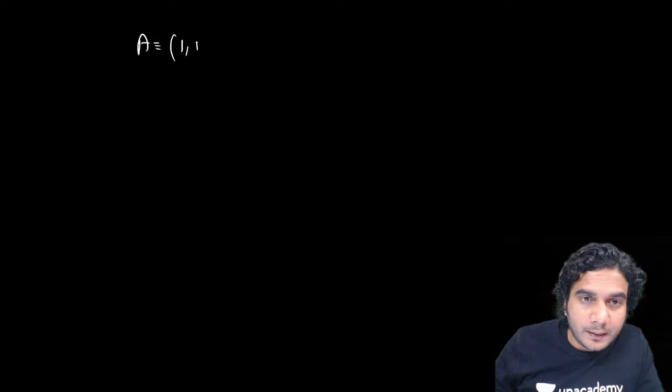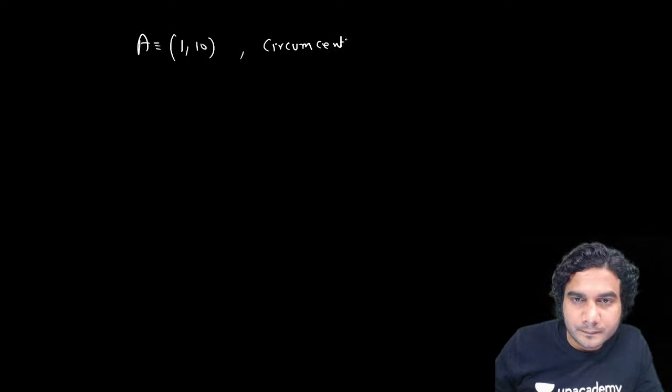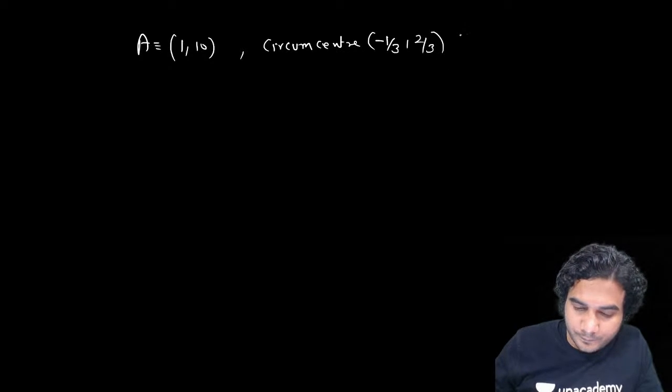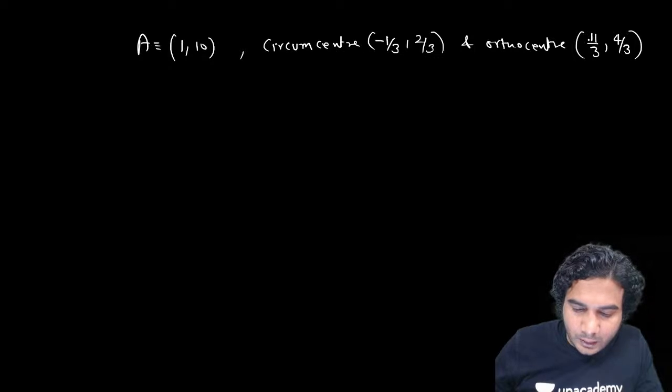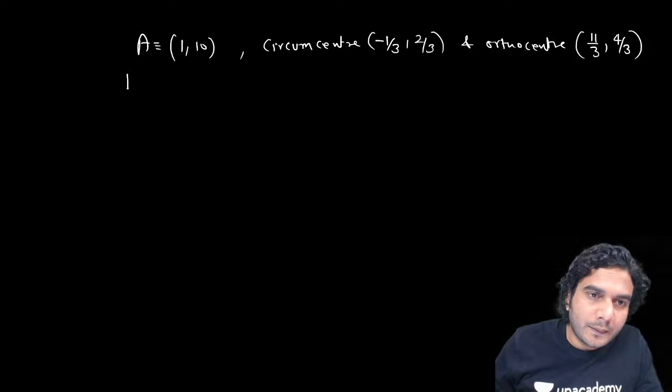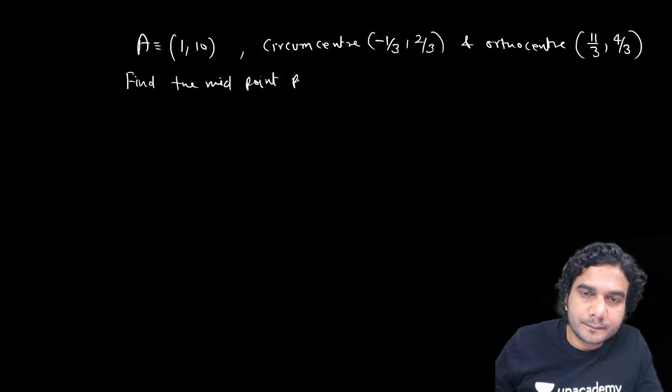All right. See, in a triangle ABC, A is given as 1, 10, and the circumcenter is given as -1/3, 2/3, and the orthocenter is given as 11/3, 4/3. Then find the coordinates of the midpoint of the side opposite to A. Find the midpoint of side BC. Simple. Okay, triangle ABC.